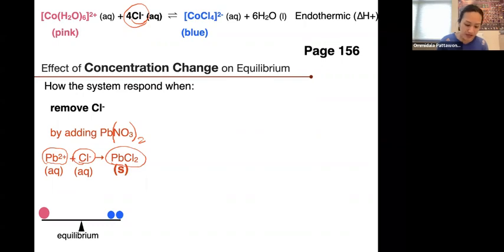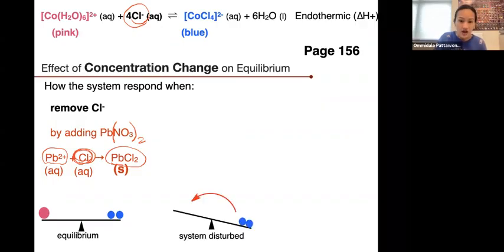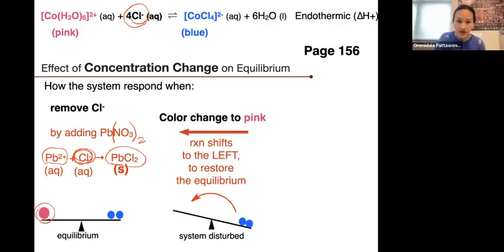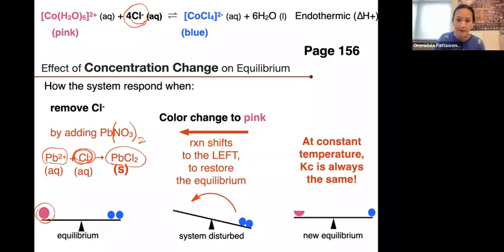As it precipitates out, it's going to cause the concentration of chloride ion to decrease. So in this case, you are decreasing the concentration of the reactant. In order to reach the new equilibrium again, the reaction would shift to the left in order to produce more of the reactant. Therefore, the color that you observe is going to become more pink.